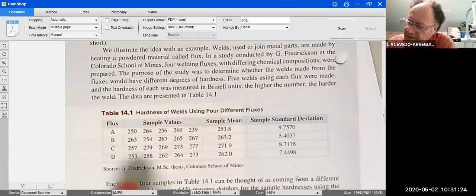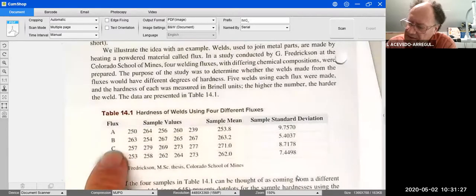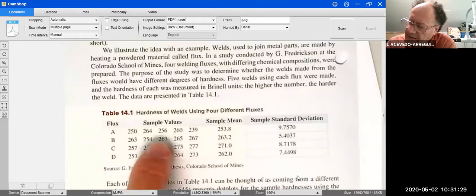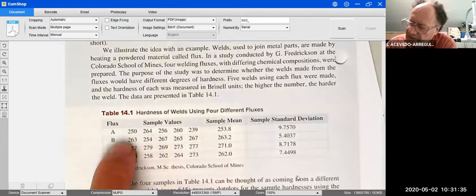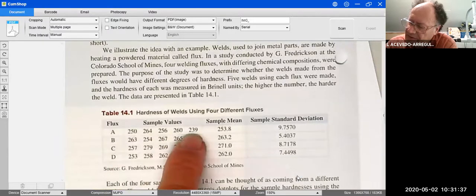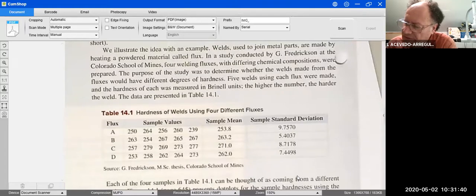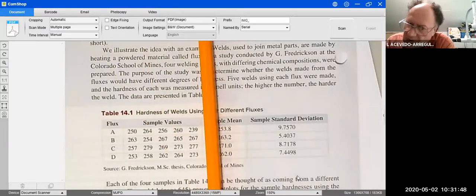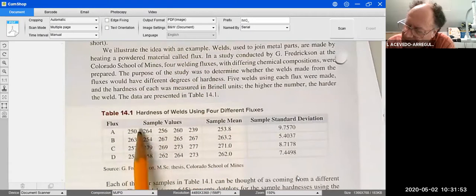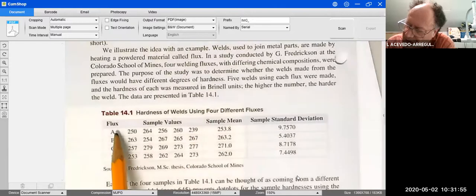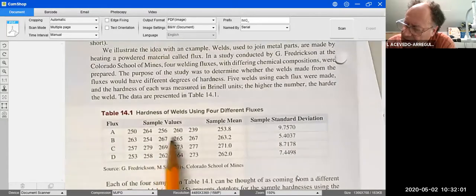So we have here the different fluxes, A, B, C, D, and the different measurements that were obtained for each group. We have 5 values here: 250, 264, 256, 260, and 239. The table ends here, so don't look beyond that. It's just this part. You can see that the first values that I just read correspond to flux A. Then for flux B, we have 263, 254, 267, and so on.